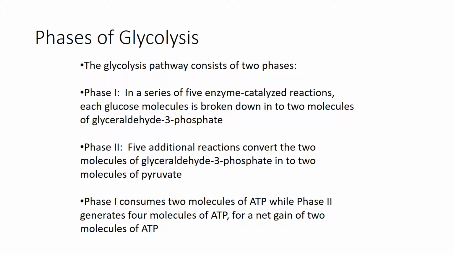In phase 2, we have the energy recovery phase. There are 5 additional enzyme catalyzed reactions that convert those 2 molecules of glyceraldehyde 3-phosphate into 2 molecules of pyruvate. The second part of this phase produces 4 ATP, thus we gain a net gain of 2 ATP per glucose molecule.